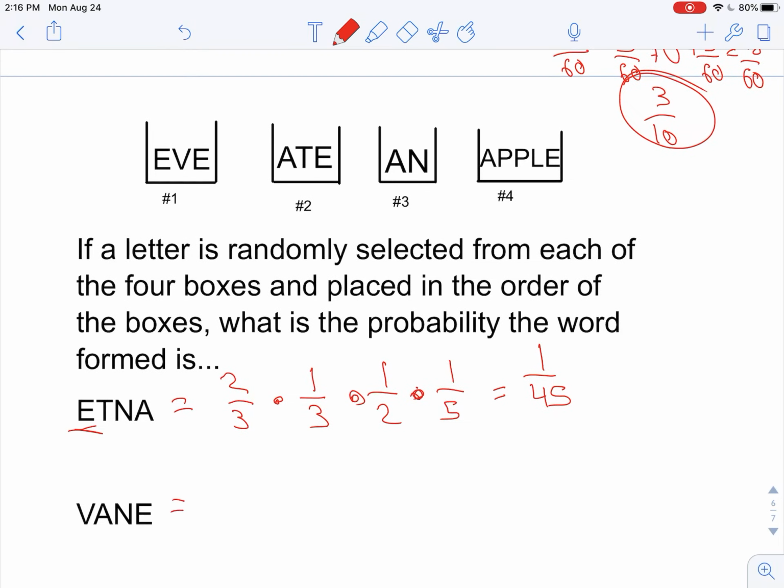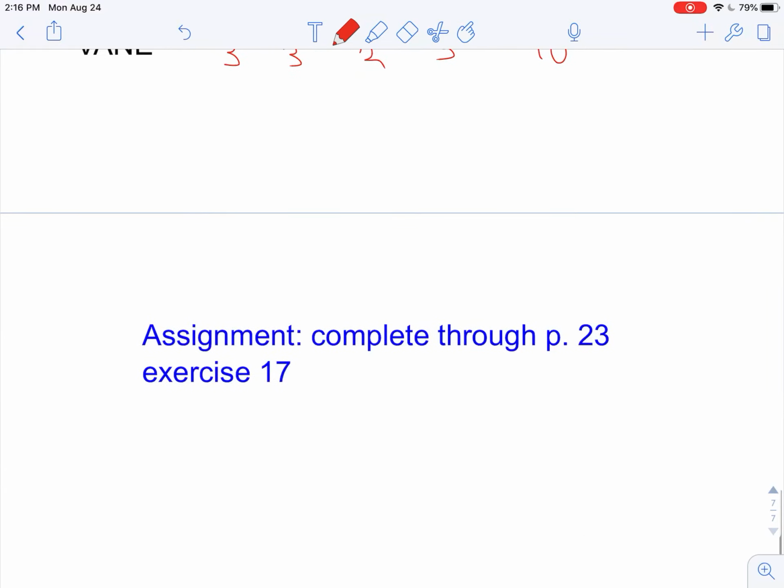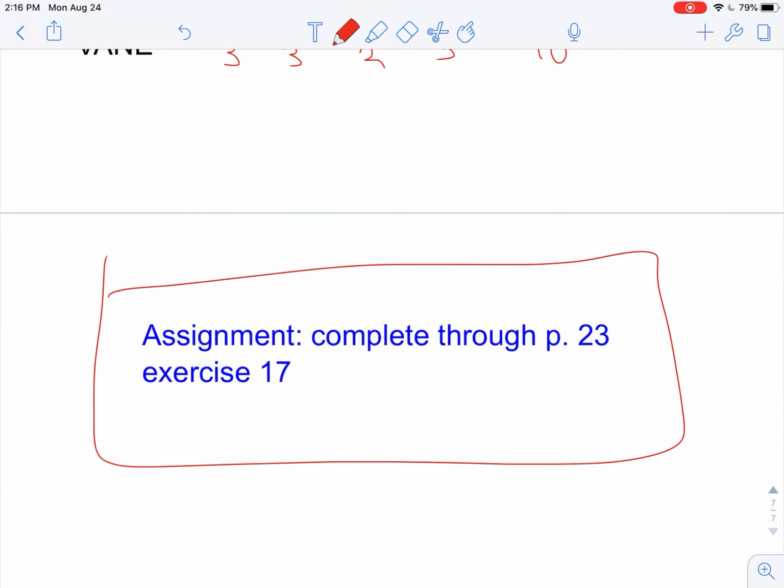Probability of vane, V-A-N-E, that's 1/3. Probability of an A out of box 2 is a third. Probability of an N out of box 3 is a half. Probability of an E in the last one is 1/5. 1/3 times a third times a half times a fifth is going to be 1/90. All right, so that's my various examples I wanted to present to you for two-stage random experiments.